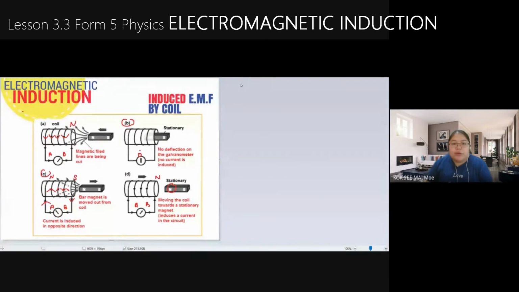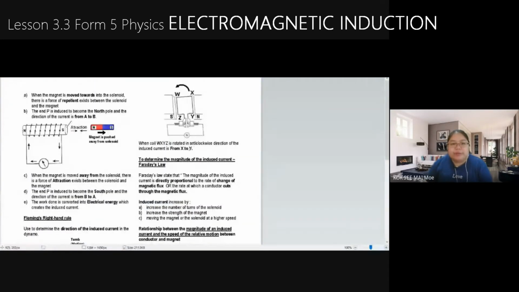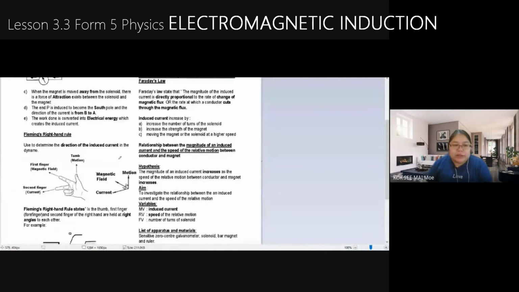Okay, we need to introduce direction. Just now I told you how to find out direction, is it? Okay, let's see. Now it's Fleming's right hand rule. Prepare your right hand, not the left hand. Now you want to find the direction of the induced current from the dynamo. Dynamo means generator. Generator means we never use a power supply; we generate to bring out the electricity.